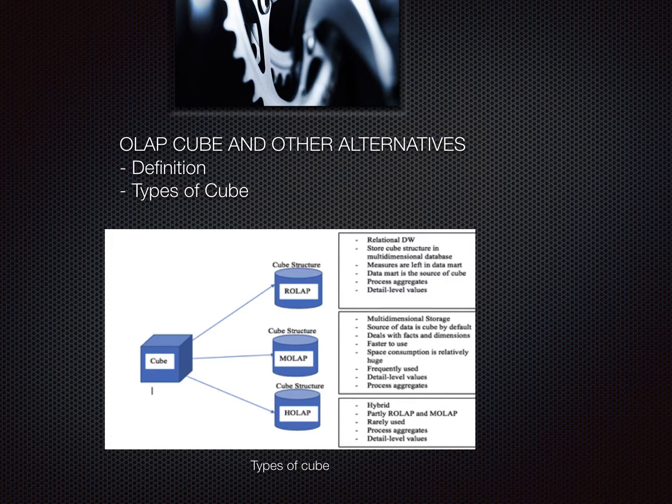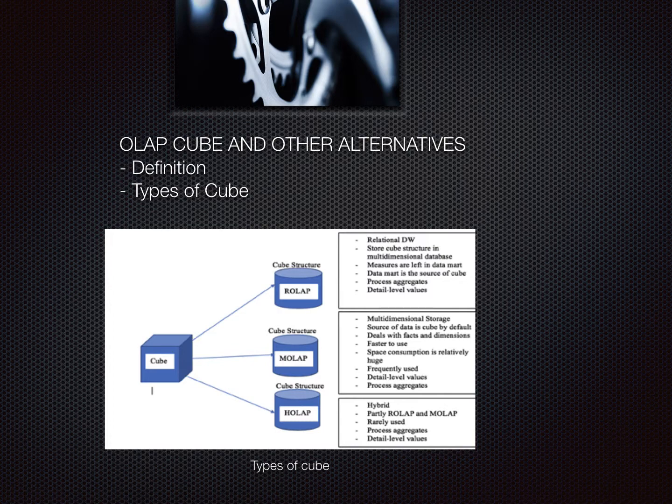In order to do this, we have to define what an OLAP cube is and then look at subtypes of OLAP cube. So actually, OLAP stands for Online Analytical Processing. The OLAP cube actually has 3 different types. We have ROLAP, MOLAP, and HOLAP. Actually, the HOLAP combines MOLAP and ROLAP together in order to perform its transactions.